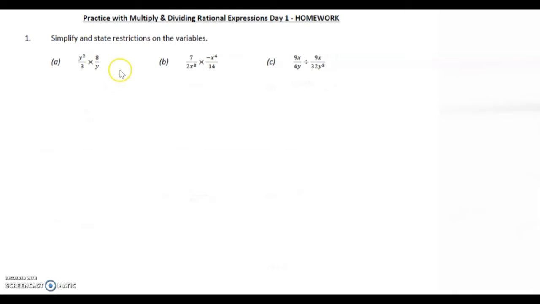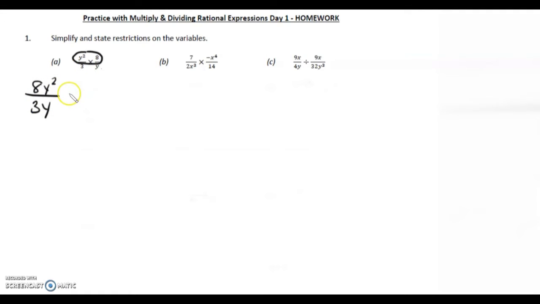Okay, practice with multiplying and dividing rational expressions, day 1. So, simplifying and stating restrictions on the variables. When we multiply two fractions, we are going to multiply the numerators and then multiply the denominators. So we're going to multiply y squared times 8, so we get 8y squared. And we're going to multiply 3 times y, so we get 3y.